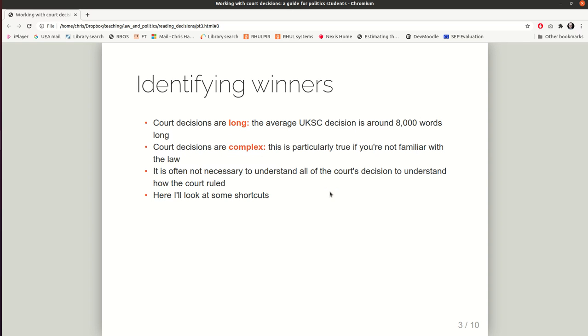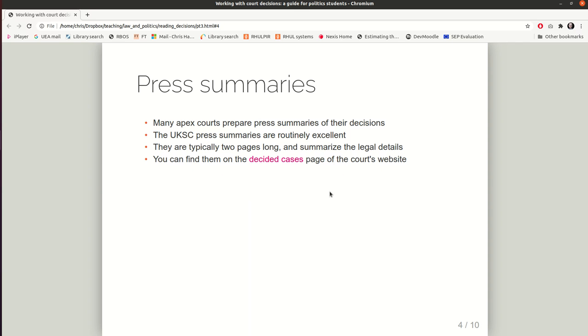The first thing to point out is that court decisions are quite long. The average UK Supreme Court decision is about 8,000 words. It's not just 8,000 words, it's 8,000 words putting down some complex arguments, particularly if you are not familiar with the law. And because court decisions are long and complex, it's helpful to have shortcuts to identify who came out on top of a decision.